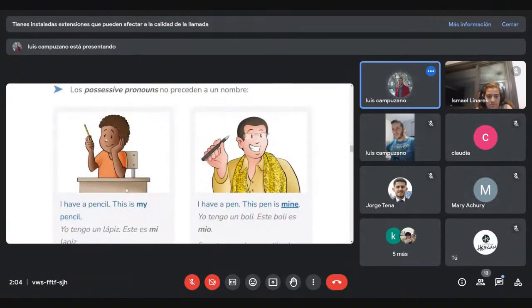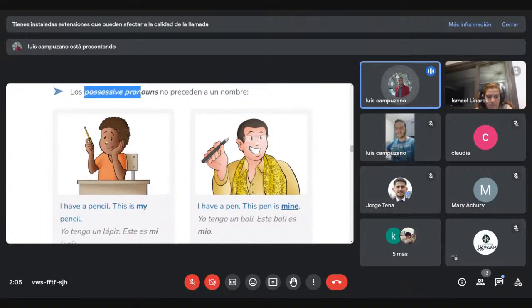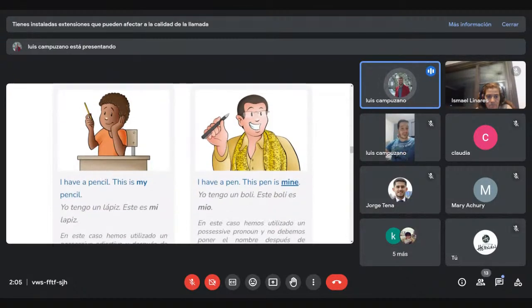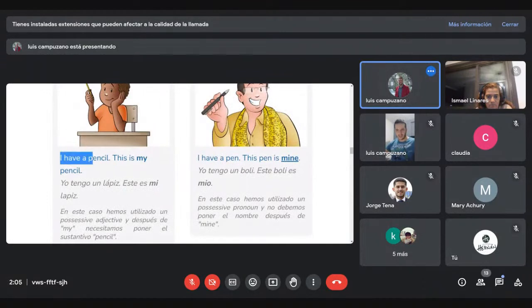You're very welcome. So here we have the possessive pronouns. Y aquí está el ejemplo. We say, I have a pencil. This is my pencil. Aquí la palabra my es como decir mi. But I can say, I have a pen. This pen is mine. Este lapicero es mío.